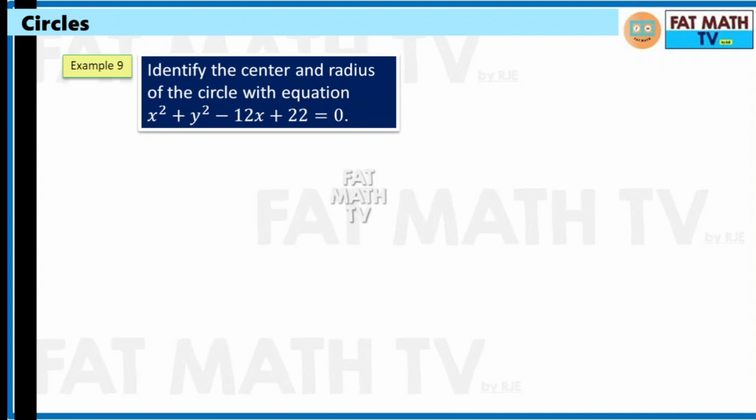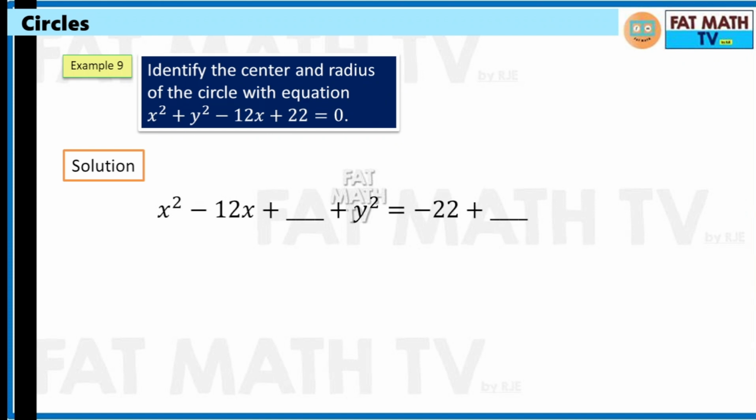Identify the center and radius of the circle with equation x squared plus y squared minus 12x plus 22 equals 0. So put together the x's, and for the case of y, we don't have a y term here, just y squared, so that's already okay. So x squared minus 12x should be together, and add something to complete the perfect square trinomial. Put 22 to the right side of the equation, that will become negative 22.